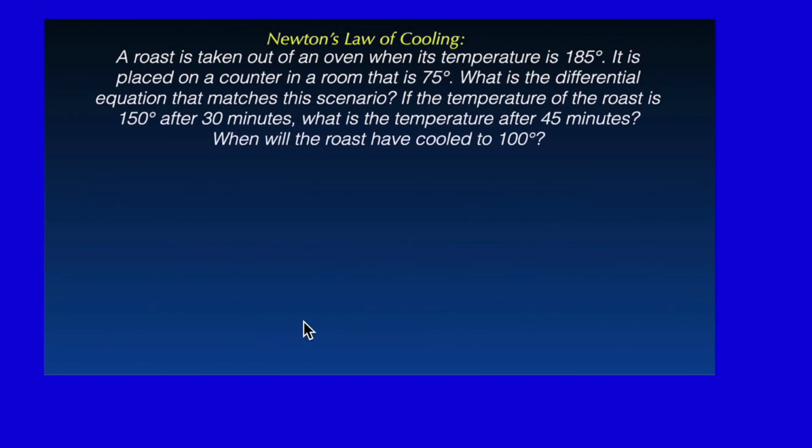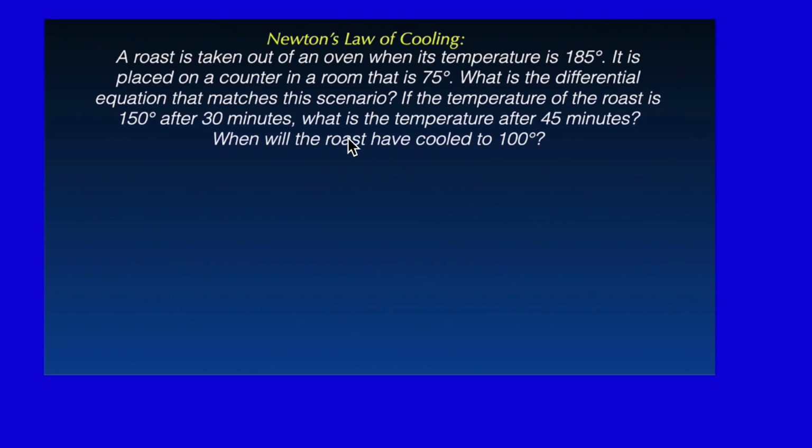In our next Newton's law of cooling problem, we have a roast that is taken out of the oven with a temperature of 185 degrees. It's put on a counter in a room that is kept at 75 degrees. What is the differential equation that matches this scenario?